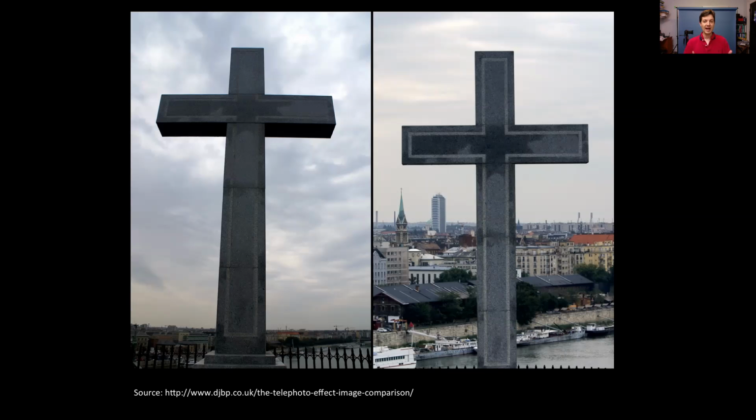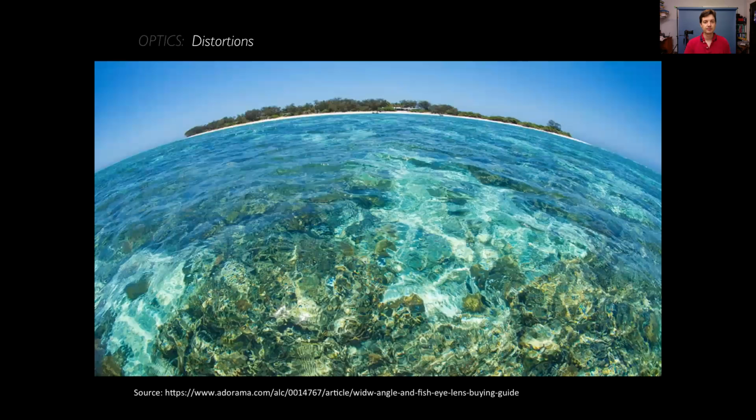You can see how the background changes in relationship to the size of the main subject, in this case, the cross, between the two. So notice how far away the cityscape feels in the wide angle lens compared to the cross, but in the telephoto lens, things seem much closer together. That background doesn't seem nearly as far away, and it's much larger in relationship. So these are important things to think about.